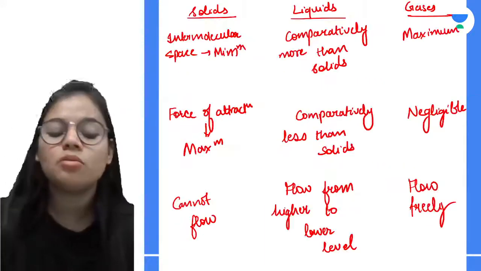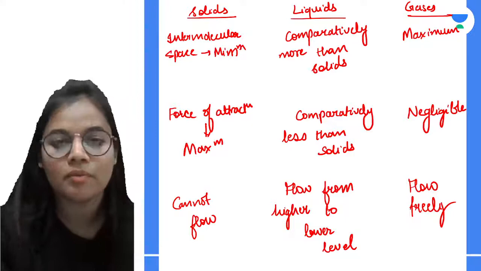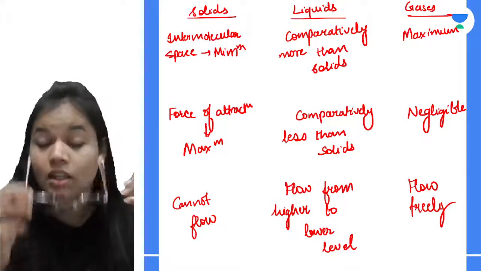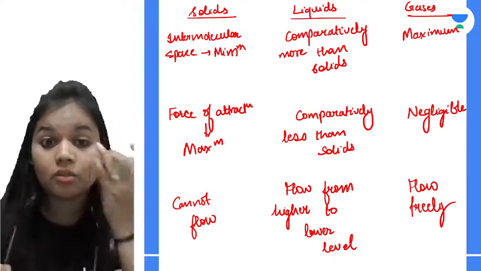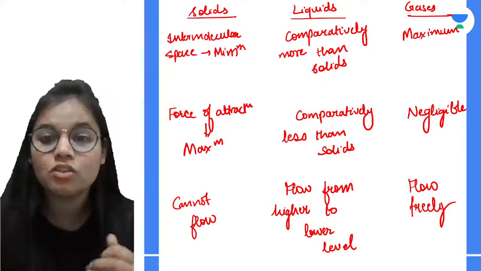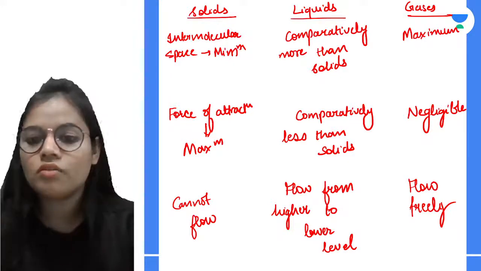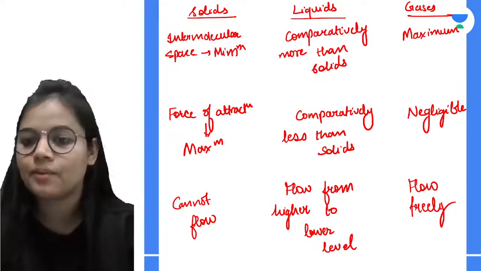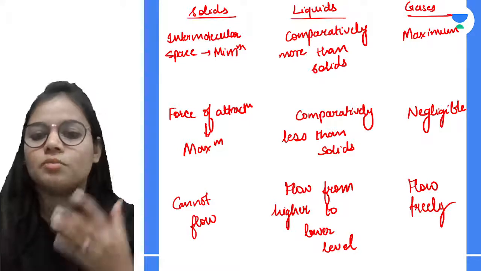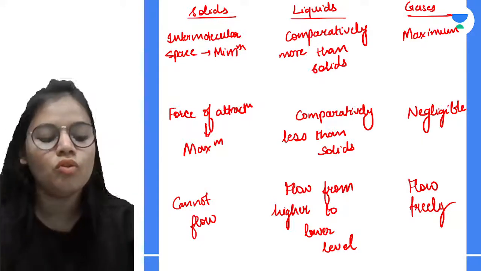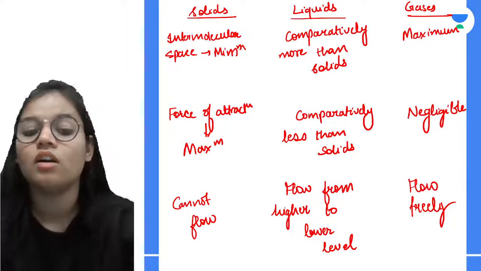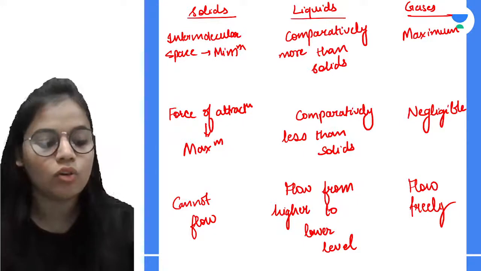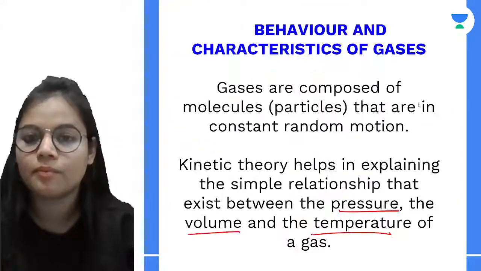Then the intermolecular space in solids is minimum, and that means they have maximum force of attraction between the particles. Liquids have comparatively more intermolecular space than solids, and because of this the interparticle force of attraction is a bit less. In gases, the intermolecular space is very high, and therefore there is no force of attraction. Solids cannot flow. Liquids flow from a high level to a lower level, and gases can flow freely in all directions.